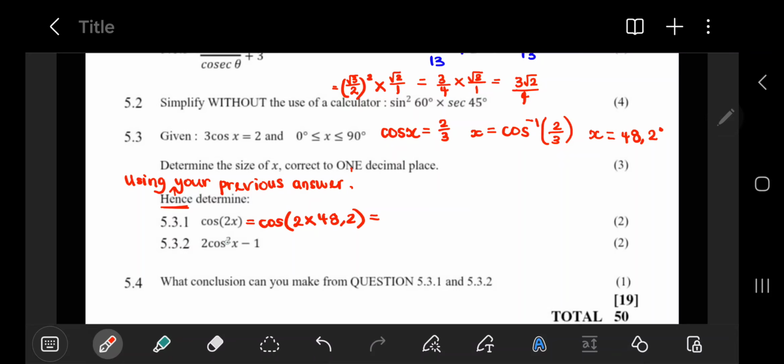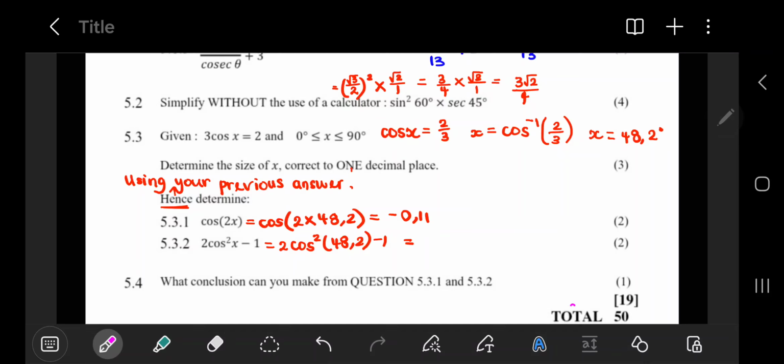They don't really give us a restriction on the number of decimal places, right? So I'm going to go with 2. I get negative 0.11. Now let's try out the next one. We have 2 cos squared x minus 1. So we just substitute the value. Let's put this on our calculator.